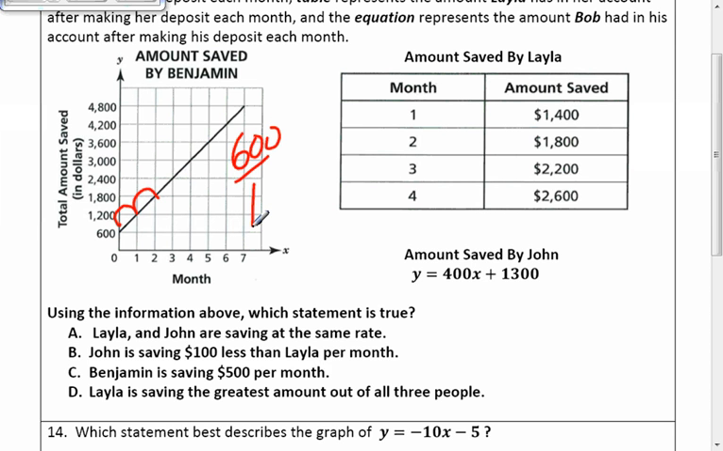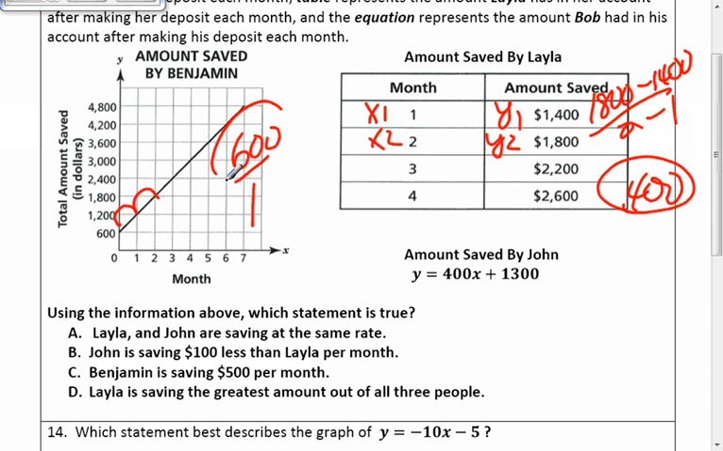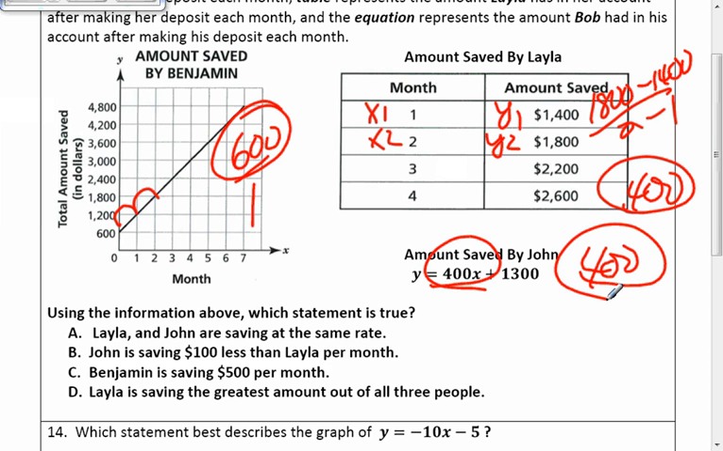Layla, if you do x1, y1, x2, y2, and do the slope formula, it's 1800 minus 1400 over 2 minus 1, so we can see that she's saving 400 per month. And we can see that John, the number in front of the x, is also 400. So which statement is true? Layla and John are saving at the same rate.